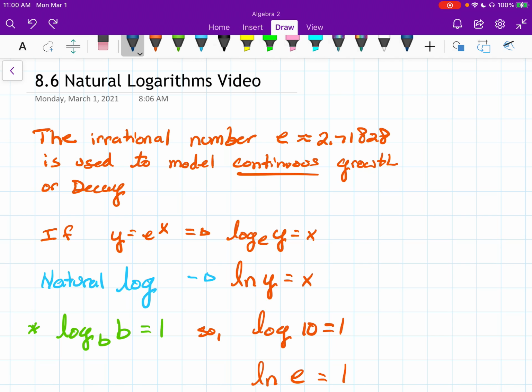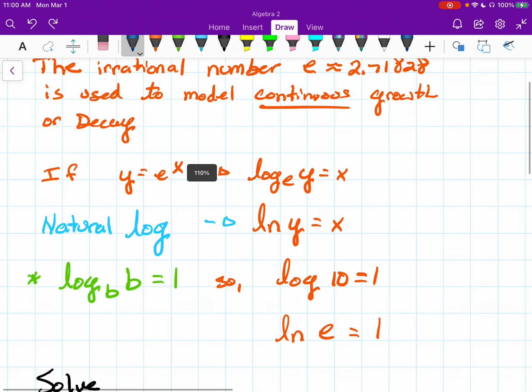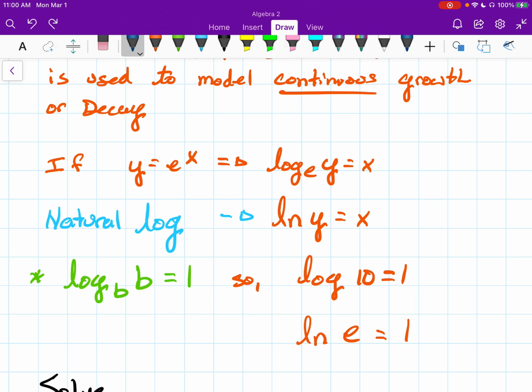Whenever we use e as our rate, it models continuous growth. So every moment something is happening, something is increasing or decreasing. So if we look at y equals e to the x, that can be converted into a log, right? Log base e of y equals x.